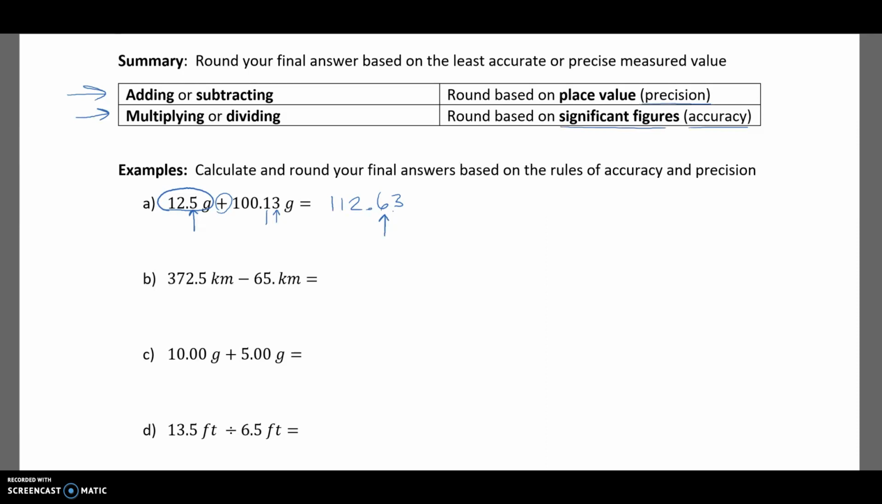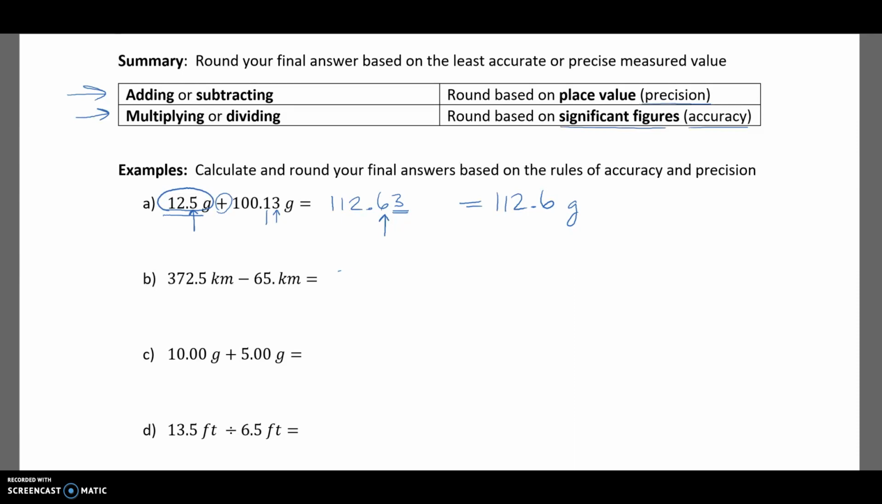To do so, I look one digit to the right and I see that's a 3. So I won't round my final answer up. I'll just leave it the same, 112.6, and I report the final units, grams. So I've rounded my final answer to the same number of decimal places, or to the same place value as my least precise measurement. Do the same with the next example, 372.5 kilometers minus 65 kilometers.